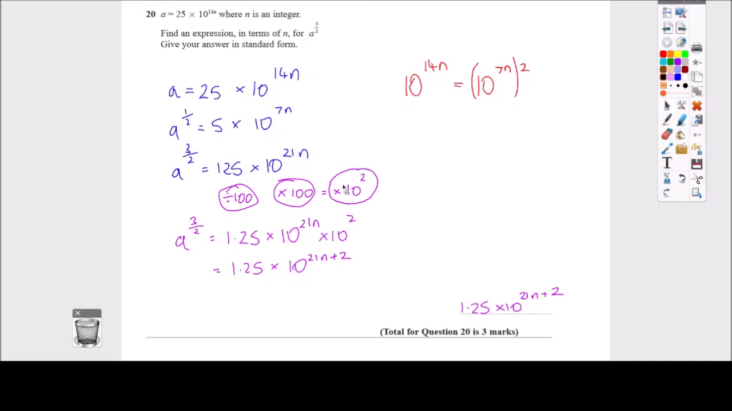Well, that's like multiplying it by 10 squared. 10 to the 21n multiplied by 10 squared. When we multiply, we add the powers. So that's going to give us 21n plus 2. So our final answer is 1.25 times 10 to the power of 21n plus 2.